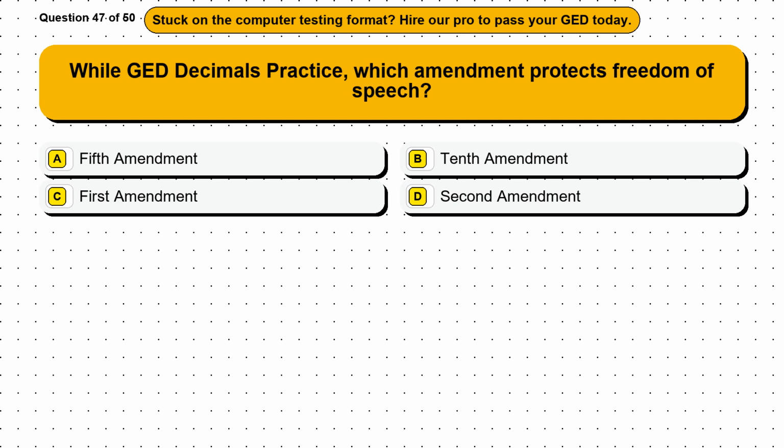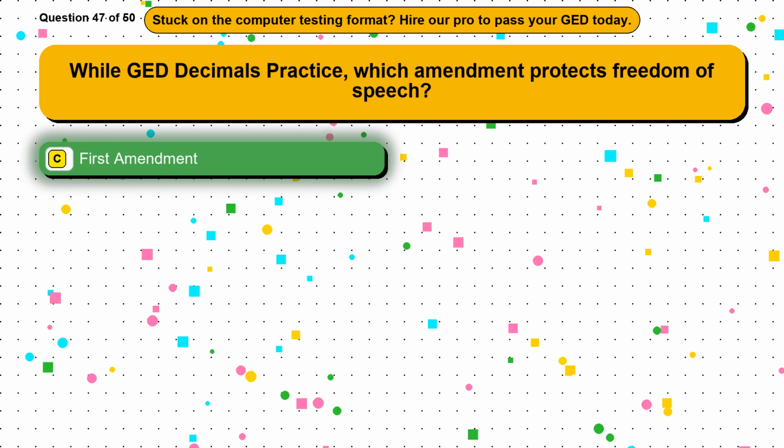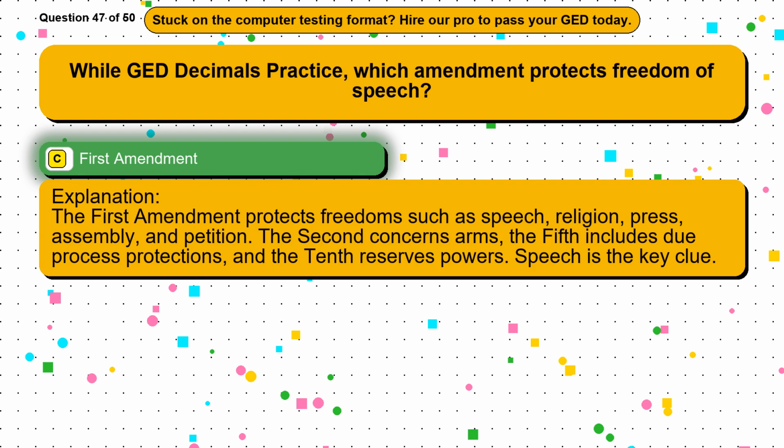Question 47. While GED Decimals Practice, which amendment protects freedom of speech? Option A 5th Amendment. Option B 10th Amendment. Option C. First Amendment. Option D. Second Amendment. The correct answer is option C. First Amendment. The First Amendment protects freedoms such as speech, religion, press, assembly, and petition.